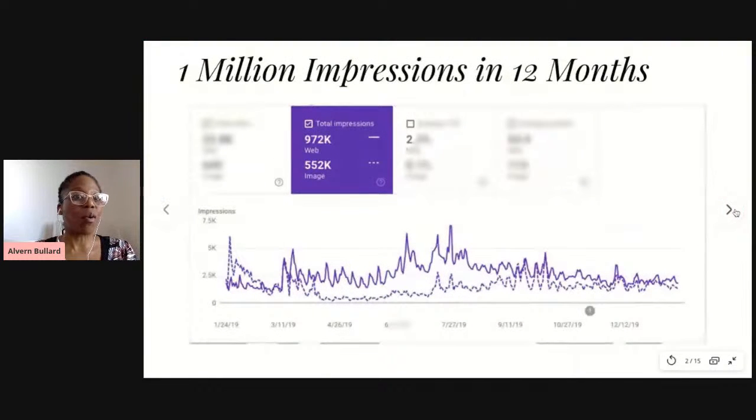As a reminder, one of the reasons why you want to build backlinks to your site is for search engine optimization reasons. Here is an example where my website over a 12-month period received close to 1 million impressions from web search and over 500,000 impressions from image searches, just because of backlinks, doing proper search engine optimization, etc.